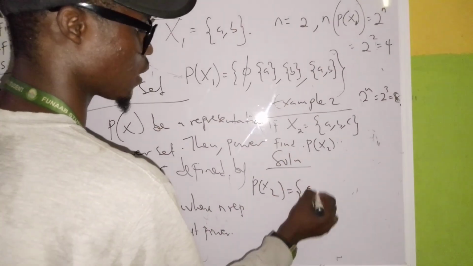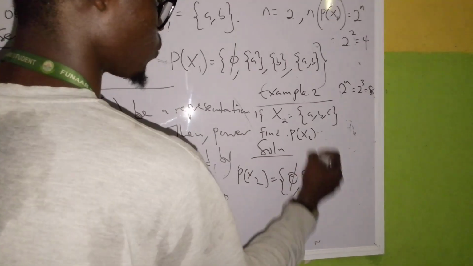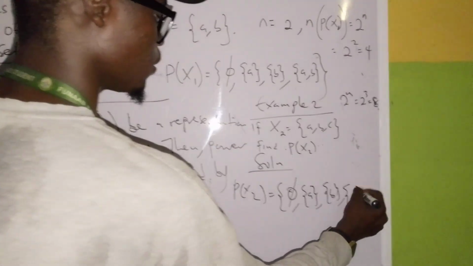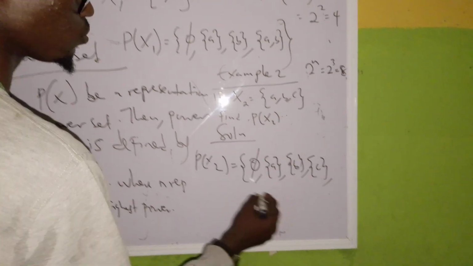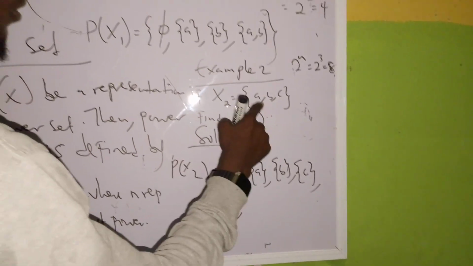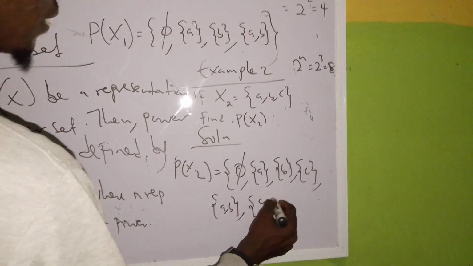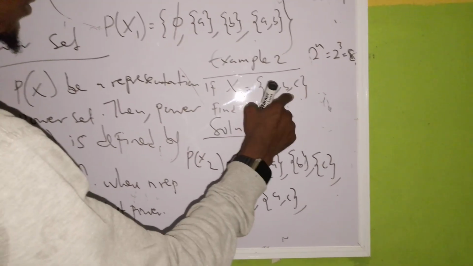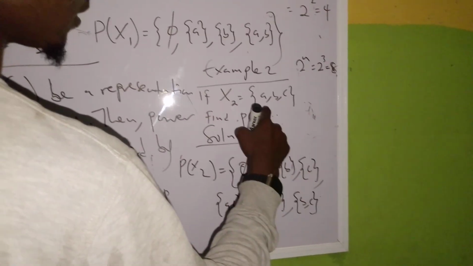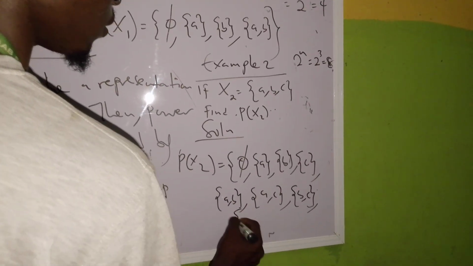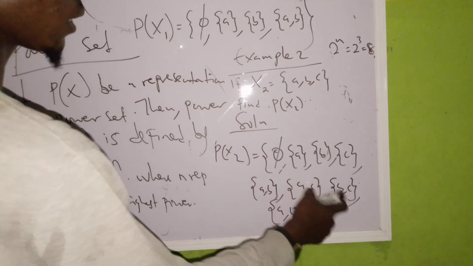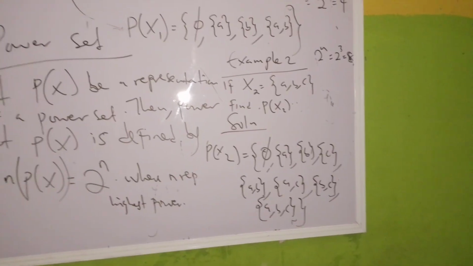So let's start with empty set as usual. After that, you take them one after the other: A, B, C. Now I cannot pair 2 with 2 in the same order. A, comma B; A, comma C; what else? B, comma C; then A, B, C. Let's see: 1, 2, 3, 4, 5, 6, 7, 8. So that is what we call a power set.